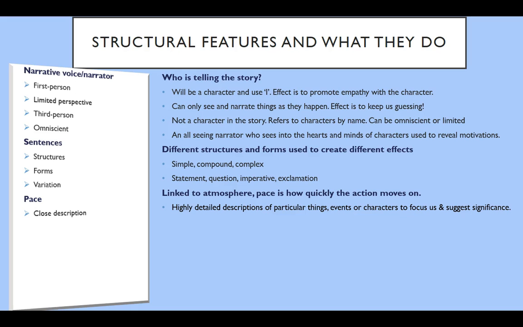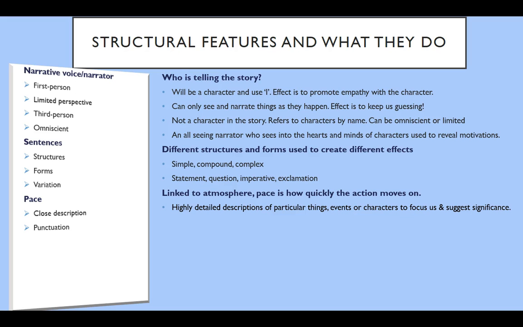Whenever you have close description in an extract, that is there to focus us and to suggest the significance of that setting, that event, that character, whatever it might be. So pay attention if you notice any close description in there.